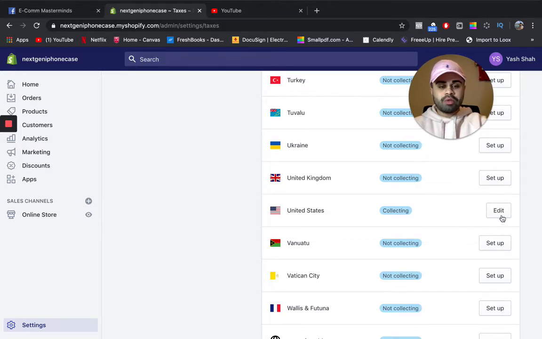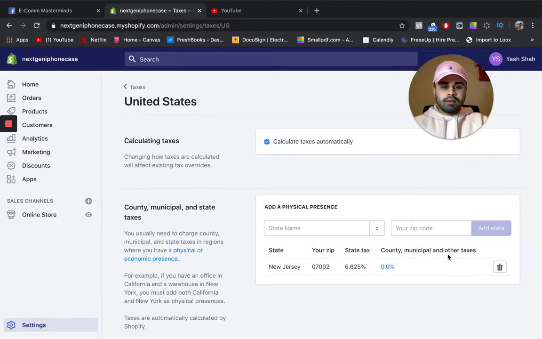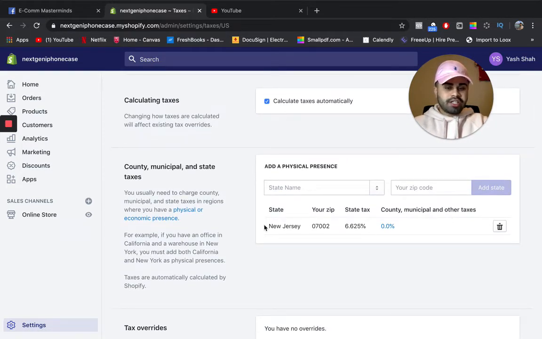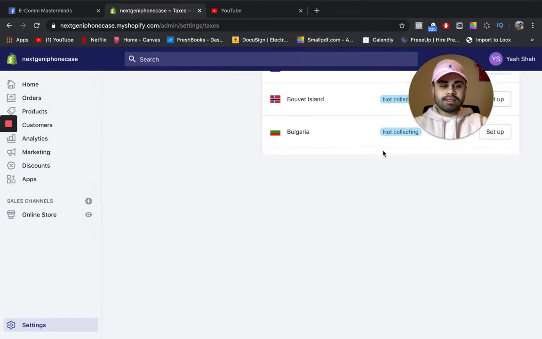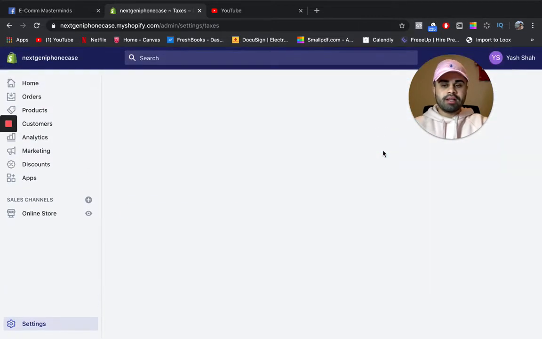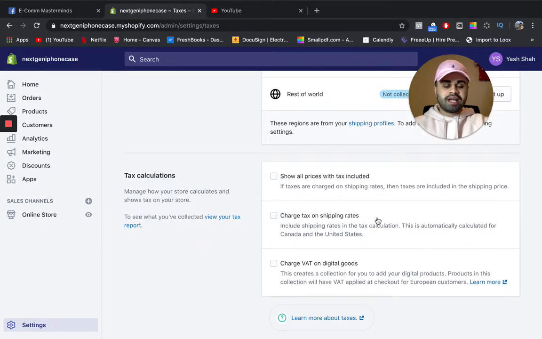So what you want to do right here is go to edit. Obviously, I live in New Jersey, that is where I reside. The state tax is 6.625%. What you want to do is basically just disable this, just get it out of the way. You don't want it to charge tax, okay? So let's get that default option out of the way. We want to press delete. Basically just disable it. Everything else should be good: not collecting, charge tax on shipping rates, nope, nope, and nope.